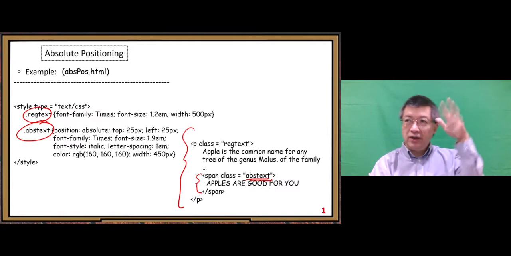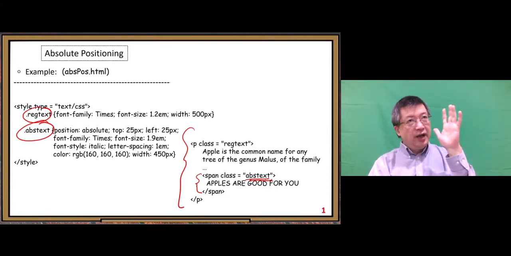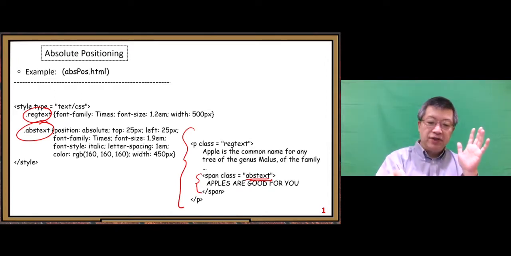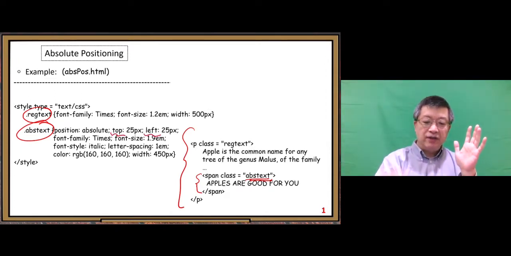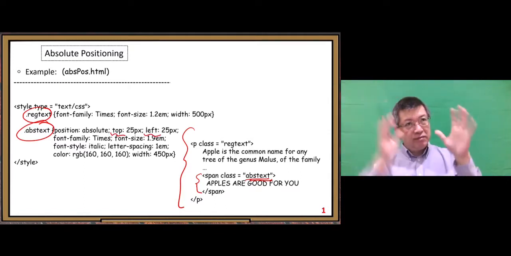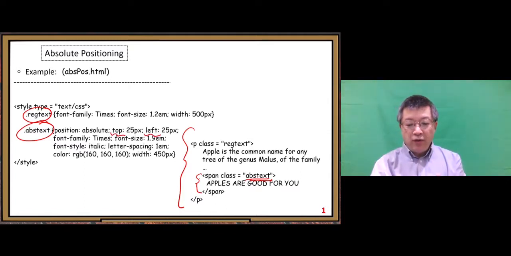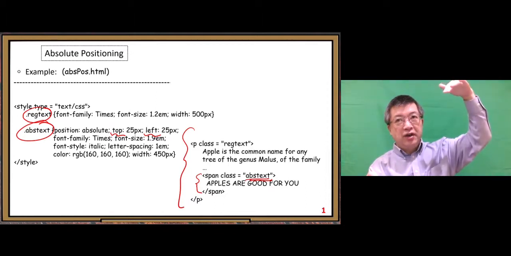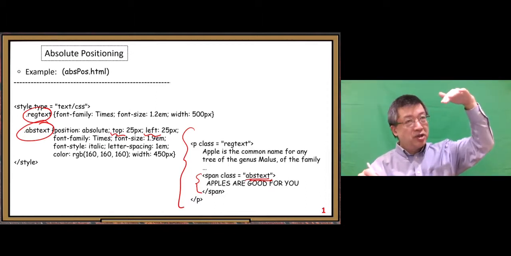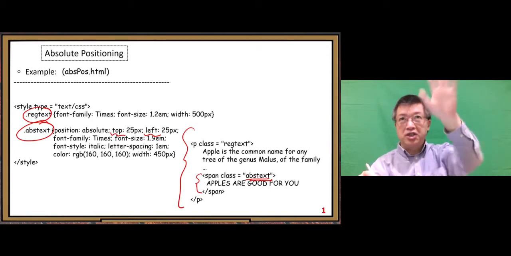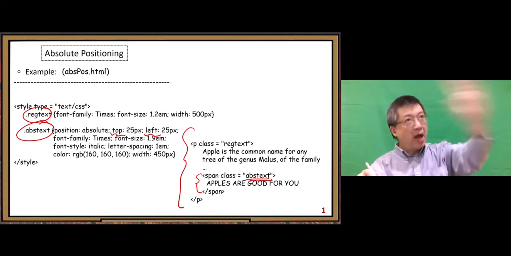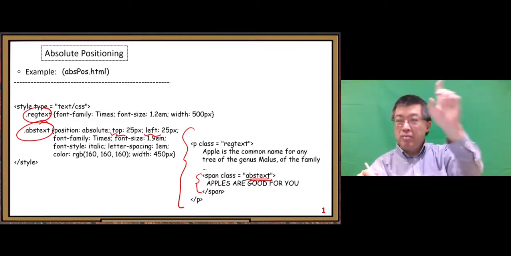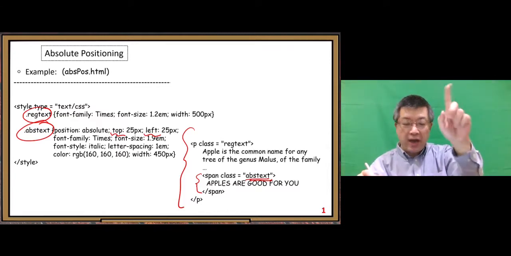What is the rule? Let me recall it. When you set the position, because you use left, top, right, you use these things to set location. Location with respect to the nearest positioned ancestor element. So what's positioned? Non-static. If it's static, we do not count it as a positioned element. Its position must be non-static.